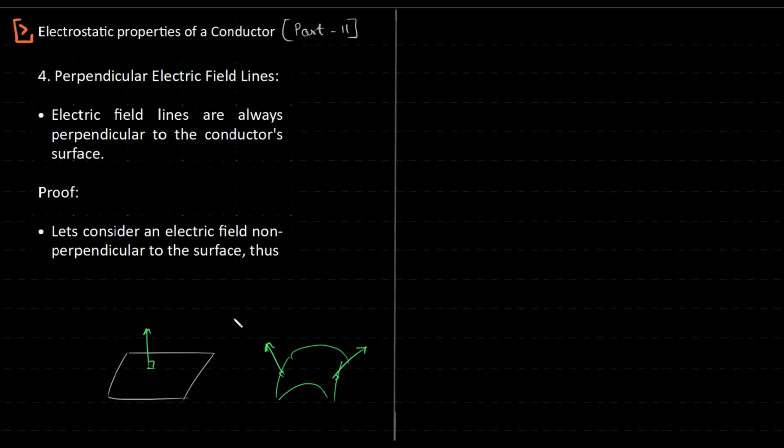So how are we going to prove it? Well, let's look at a scenario where it is non-perpendicular, say at an angle. So let's consider an electrical field non-perpendicular to the surface. Thus, we can resolve it. It will have both a parallel and a perpendicular component. So let me redo this diagram.